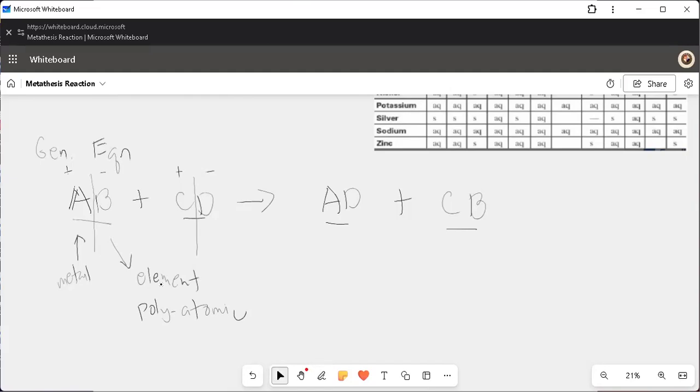After splitting the compounds into positive and negative, you are now ready to exchange partners. So the positive A will take the negative D, and the positive C will take the negative B. Again, the positive A will take the negative D, and positive C will take the negative B. So you now have this compound.